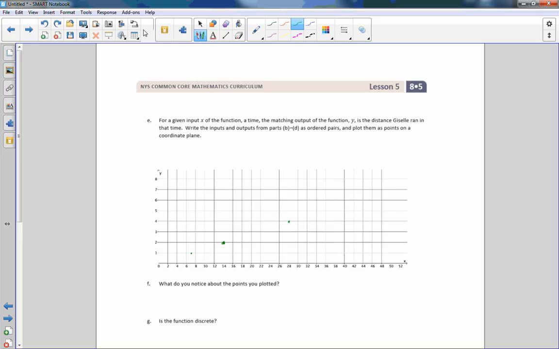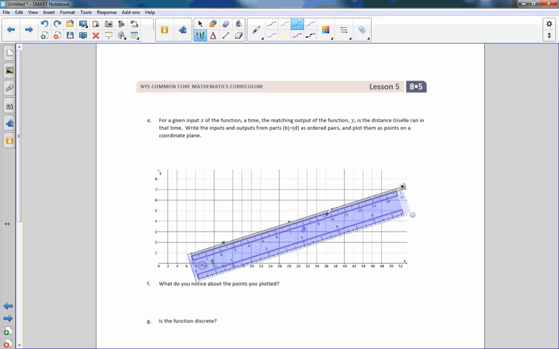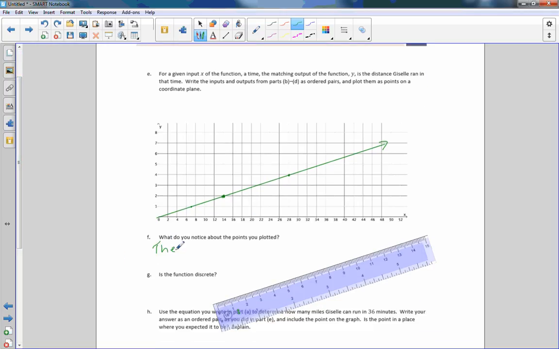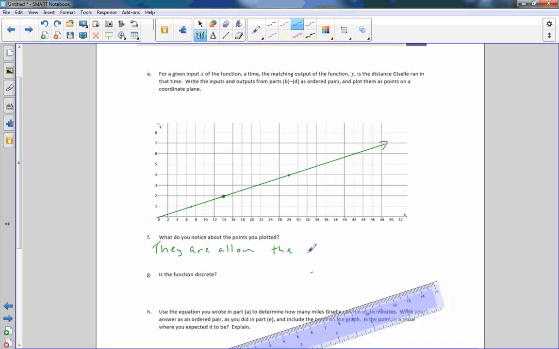Okay, then I'm going to get my ruler, and I'm going to connect these dots. Okay, so there it is. There is my equation. What do you notice about the points plotted? They are all on the same straight line.